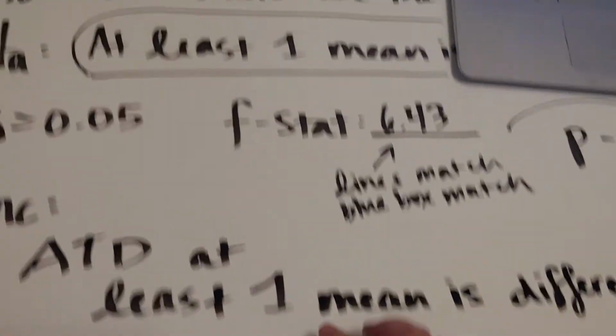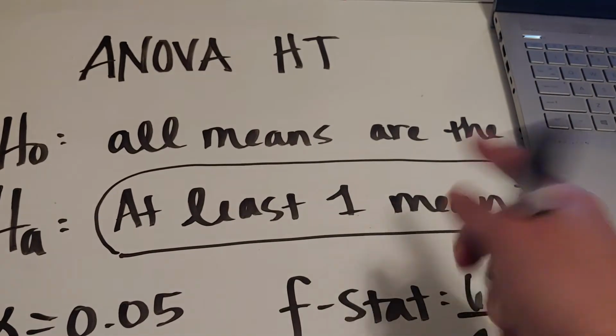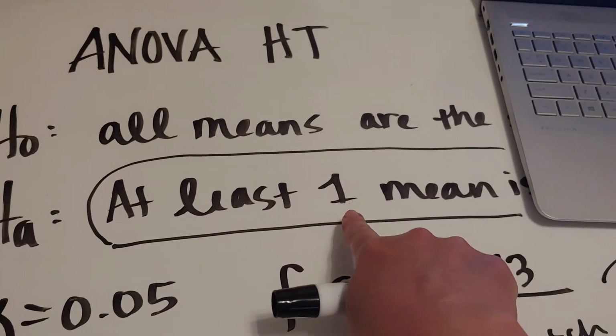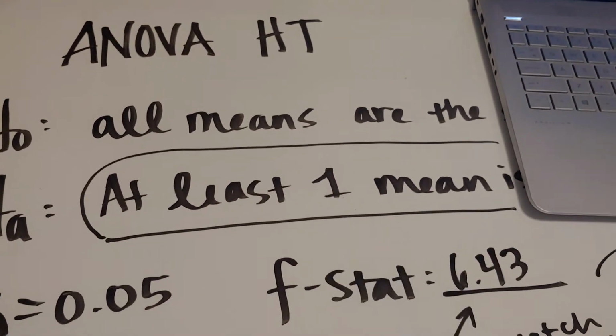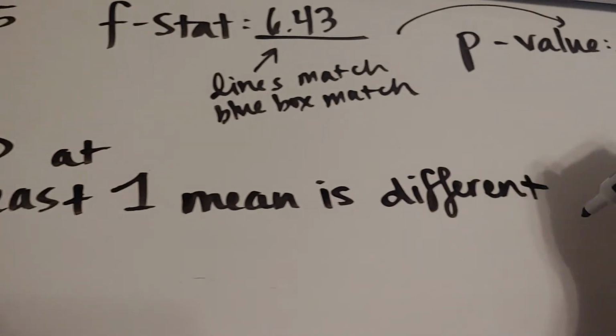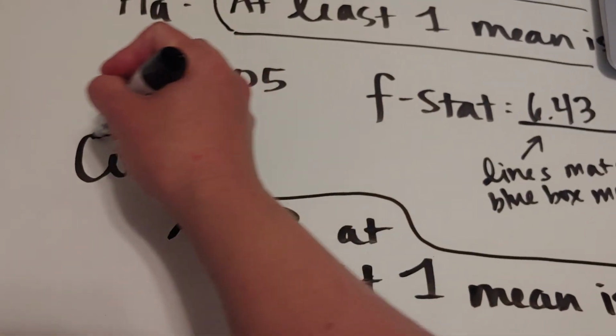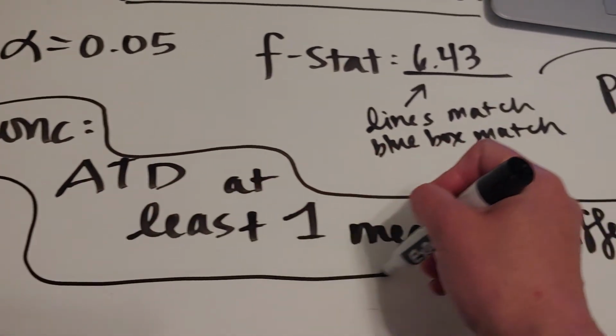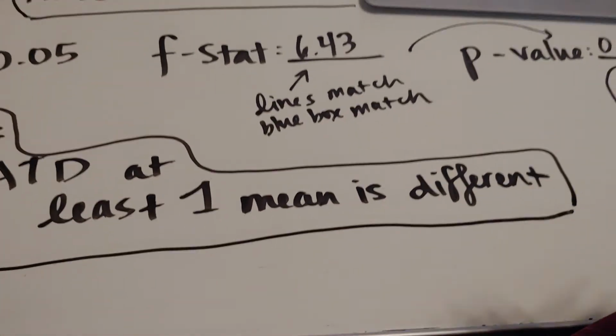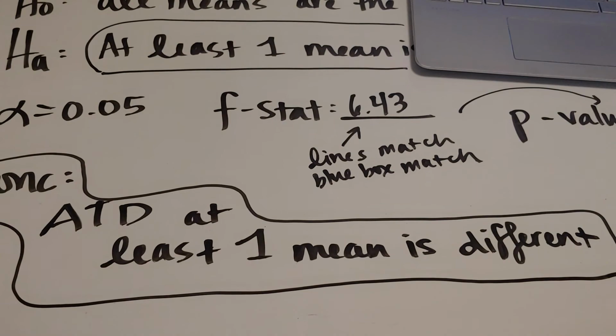But the problem is that if I had 4 groups, 5 groups, 6 groups, I may not know which ones match clearly and which one is different. Okay, so that's why we want to say this phrase and not that history is different specifically. We're just going to say, according to our data, at least one mean is different.